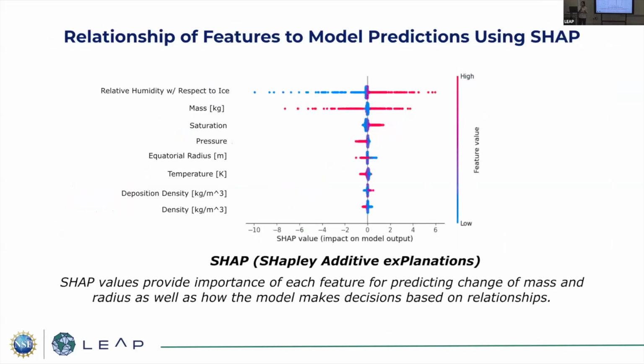After doing the single time step neural network, I wanted to solidify the features and targets before moving forward with the more complex modeling. So I also looked into SHAP, which provided the importance of the features after the prediction. It looks like relative humidity with respect to ice and the mass are really good indicators for these features to be used in making decisions about the relationships of the ice crystal evolution.